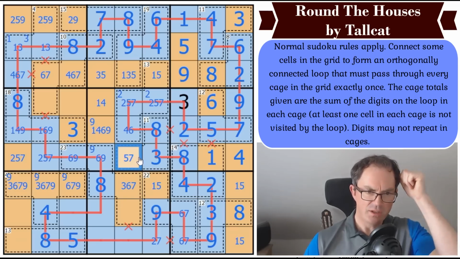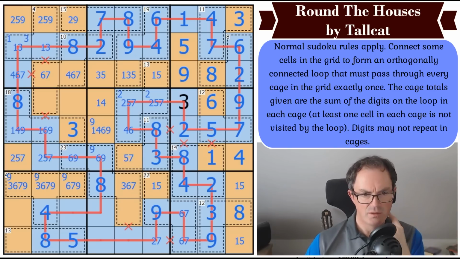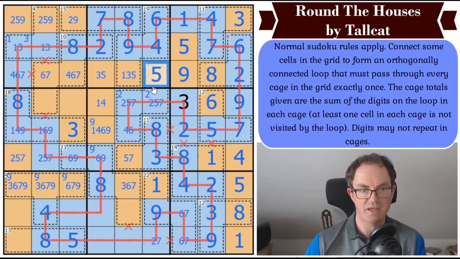I know this is 5 or 7. There's definitely a 2 over here. Got this 1-5 pair going on. Oh, 5 and 1 are done over here. That's going to be helpful because that's going to get me this digit, which gets me that digit.